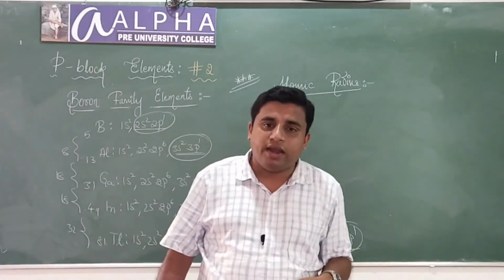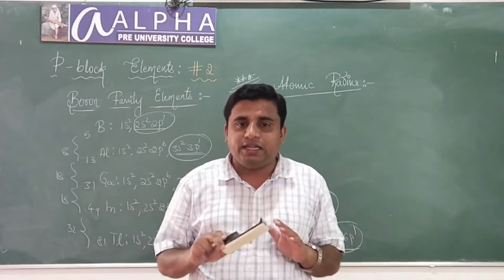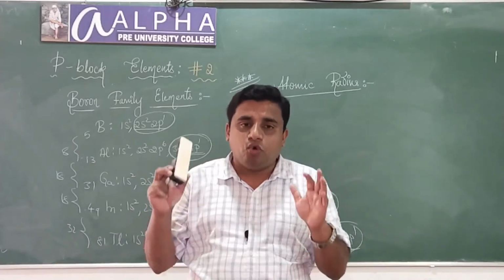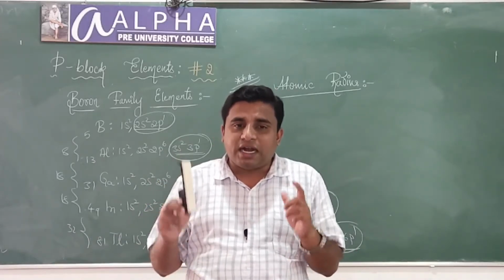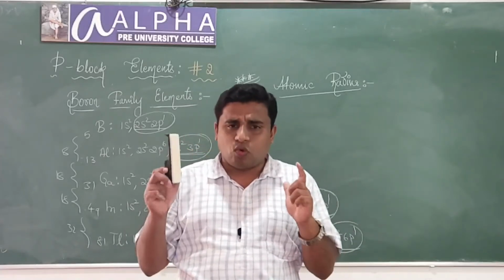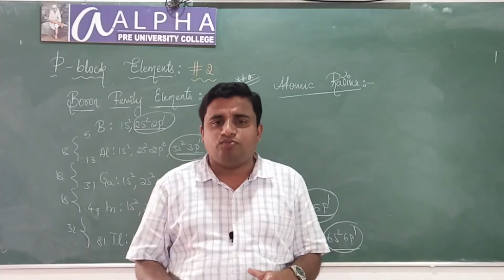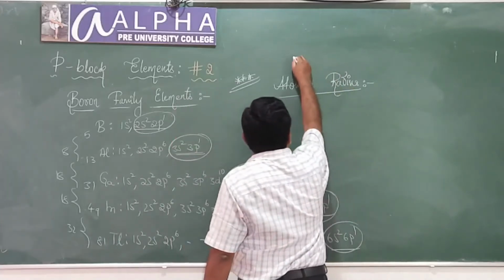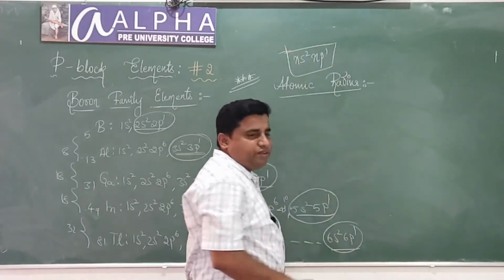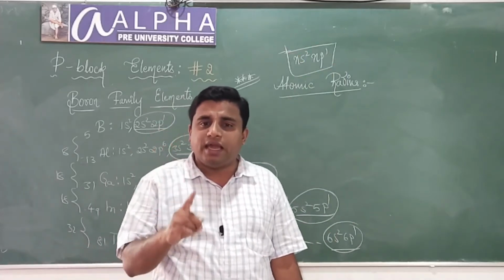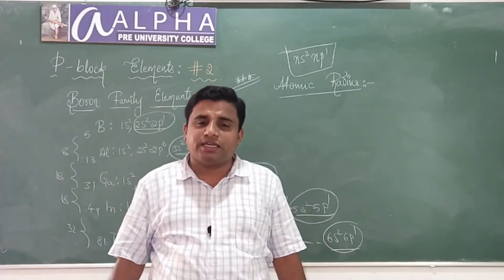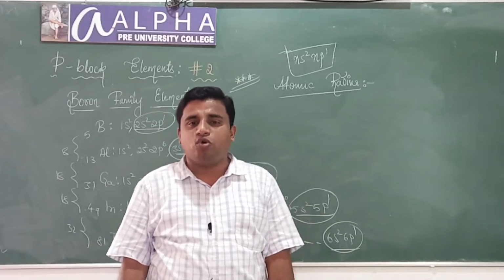In video lecture 1 we discussed most of the fundamentals of P block elements. We started with boron family elements and understood their electronic configuration. What was the general outer electronic configuration of boron family elements? Yes, it was ns2 np1. The general outer electronic configuration of boron family elements is ns2 np1. Now we have to discuss the next physical properties of boron family elements.